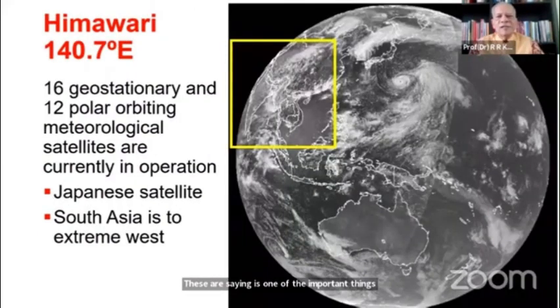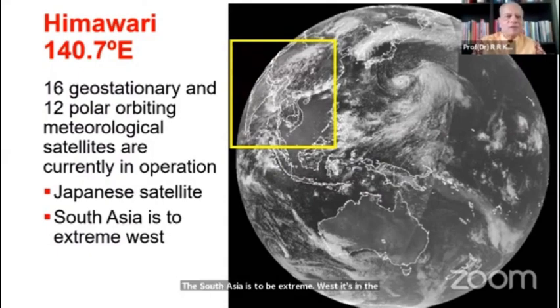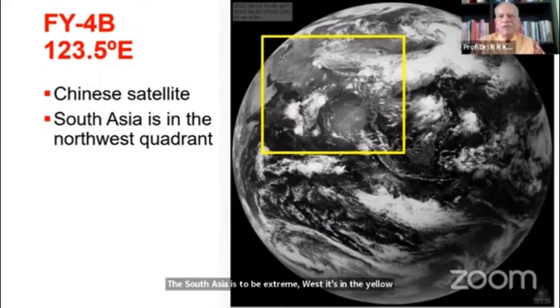Right now, there are something like 16 geostationary satellites and 12 polar orbiting satellites orbiting around the world for meteorological application. Now, there is a Japanese satellite named Himawari. It's located at 140.7 degrees east. And if you see the full disk, South Asia is to the extreme west. It's in the yellow box. There's also a Chinese satellite, FY4B, which is at 123.5 degrees east. And if you see the yellow box, the South Asian region is in the northwest quadrant of this image.